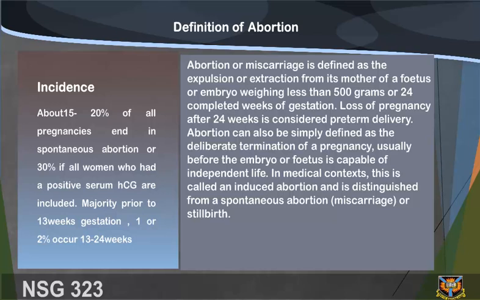Definition of abortion. Abortion or miscarriage is defined as the expulsion or extraction from its mother of a fetus or embryo weighing less than 500 grams or 24 completed weeks of gestation. Loss of pregnancy after 24 weeks is considered preterm delivery.